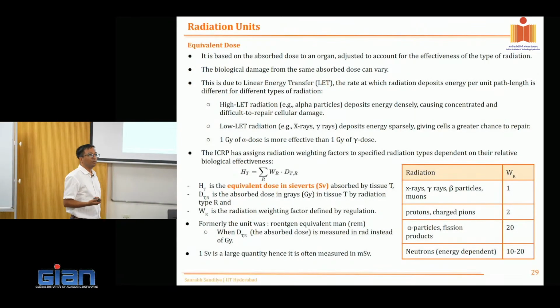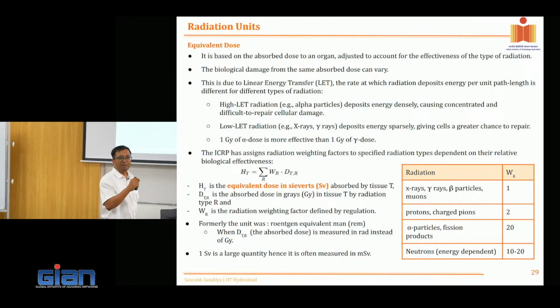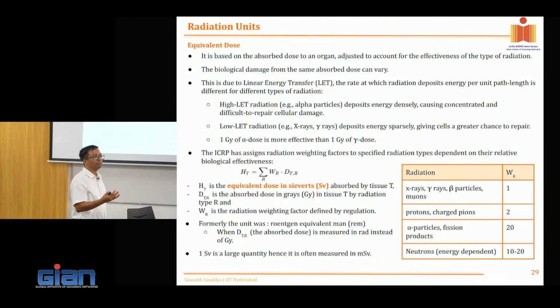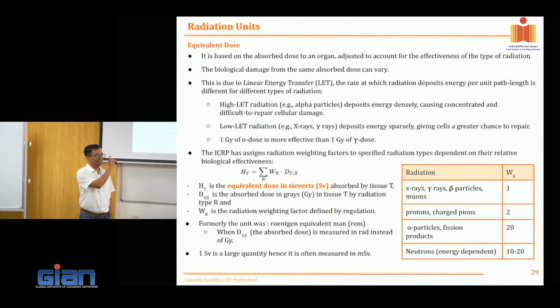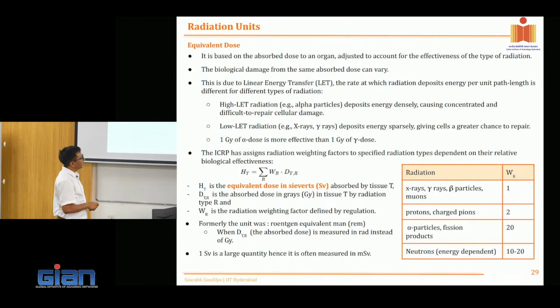So you have to put in a weight factor for how much is the ionization power of each type of radiation. The ICRU decides the weight factor. X-rays, gamma rays, beta particles, and muons have a weight factor equal to 1. Protons and charged pions have a weight factor equal to 2.